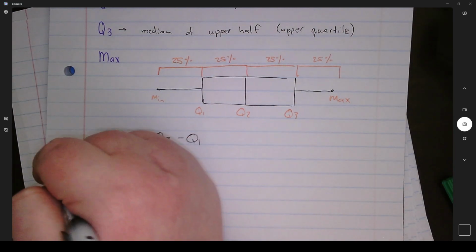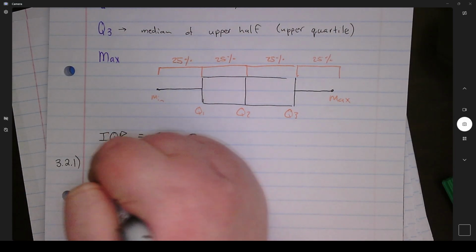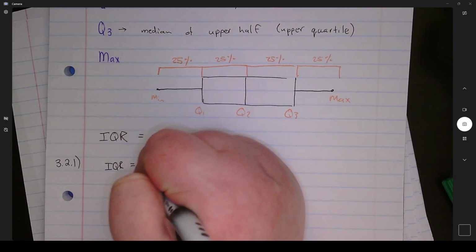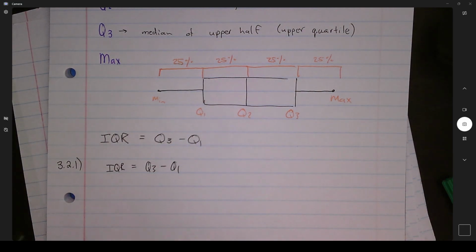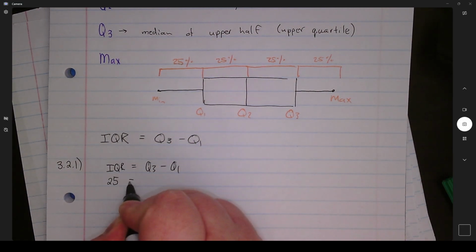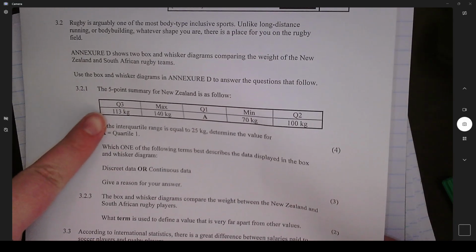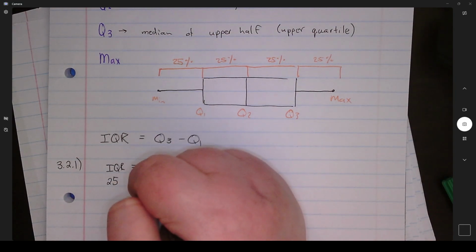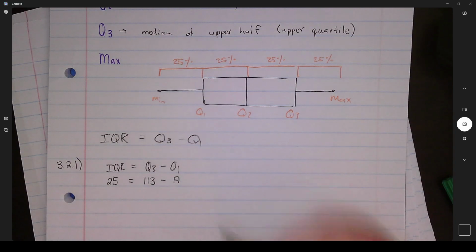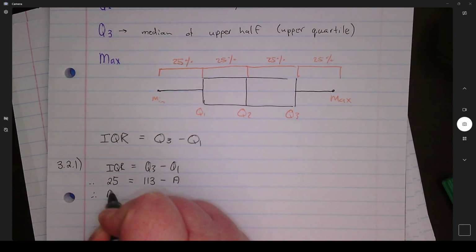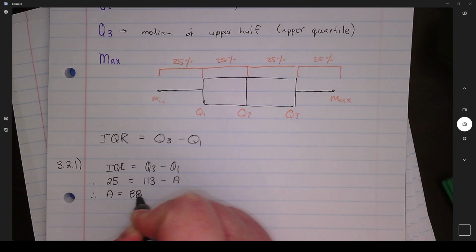So, for 3.2.1, we know that interquartile range is quartile 3 minus quartile 1. They told us the interquartile range is 25. Quartile 3 is given as 113. And we're looking for A. So the difference between 113 and 25 should give us our A value. So 113 minus 25 gives us 88 kilograms.